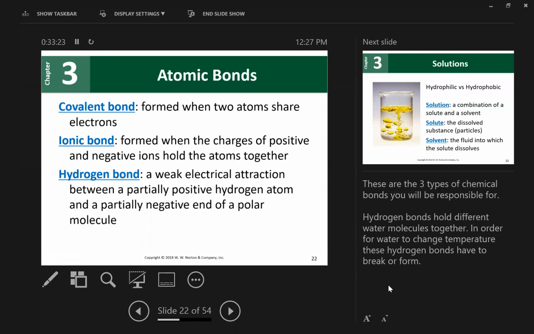A hydrogen bond is a weak electrical attraction between partially positive hydrogen atoms and the partially negative end of the polar molecule. Hydrogen bonds hold different water molecules together. In order for water to be able to change temperature, these hydrogen bonds have to be able to form or to break.